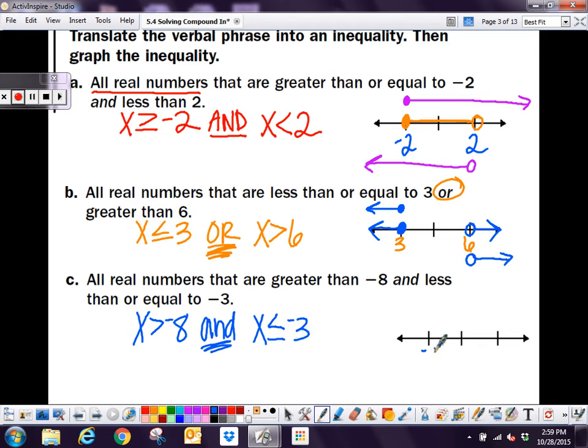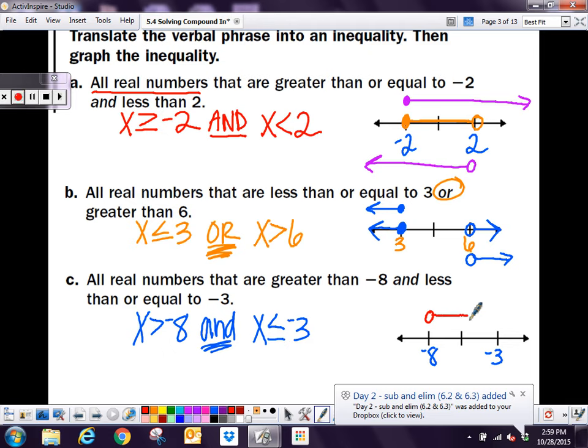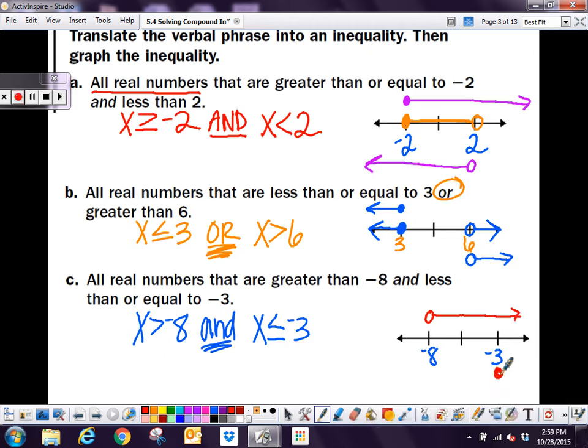Okay, so I'm going to put my negative 8 and my negative 3 on here. Make sure those are in the right order. So I need everything greater than negative 8, and I need everything less than or equal to negative 3. And we're looking for where these two would overlap if we put them on top of each other, and they overlap from negative 8 to negative 3.